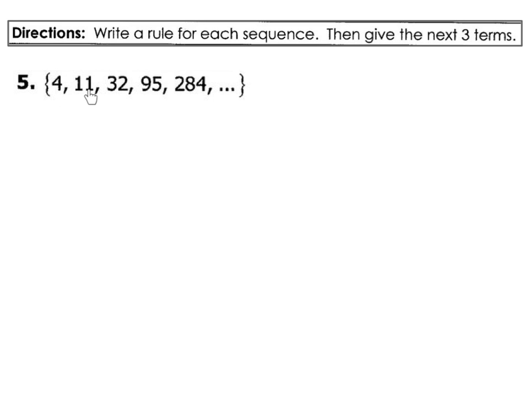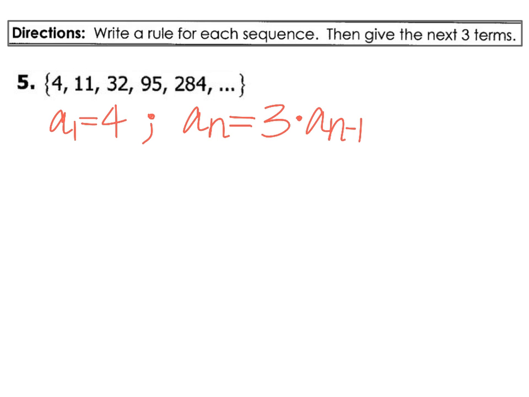So in order to write a rule for this, we have to first say, what is our first term? Our first term is a sub 1 equals 4. That's our first term. And then the rule for this, we have to write it in term notation. So we say a sub n equals 3 times our previous term, 3 times a sub n minus 1. This means 3 times our previous term minus 1. And that is our rule for the sequence. That's our recursive formula. So this would be part of our answer.